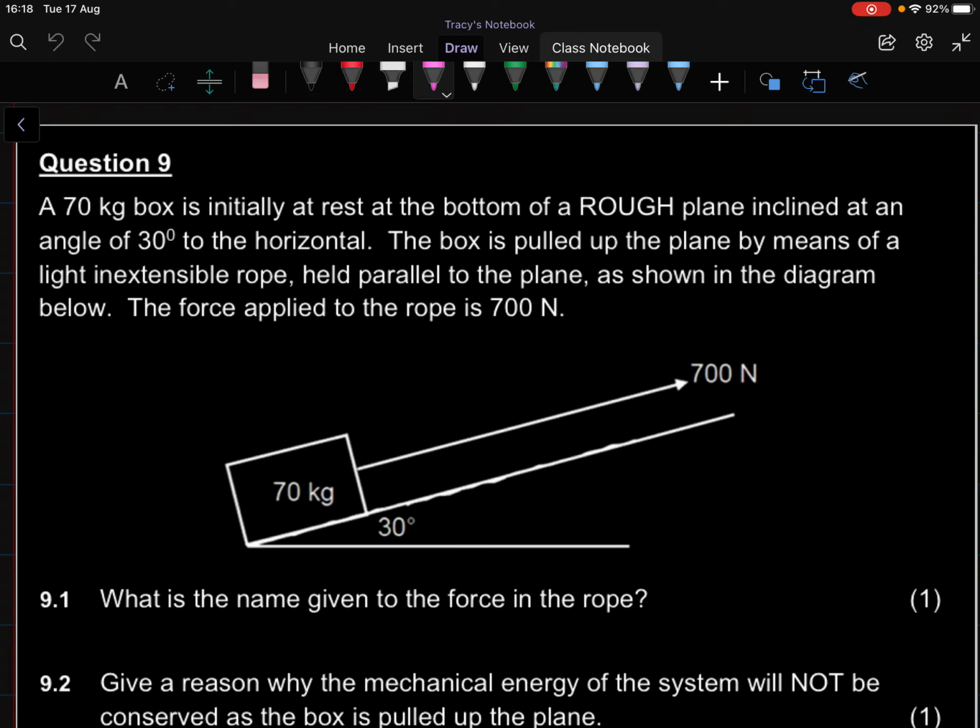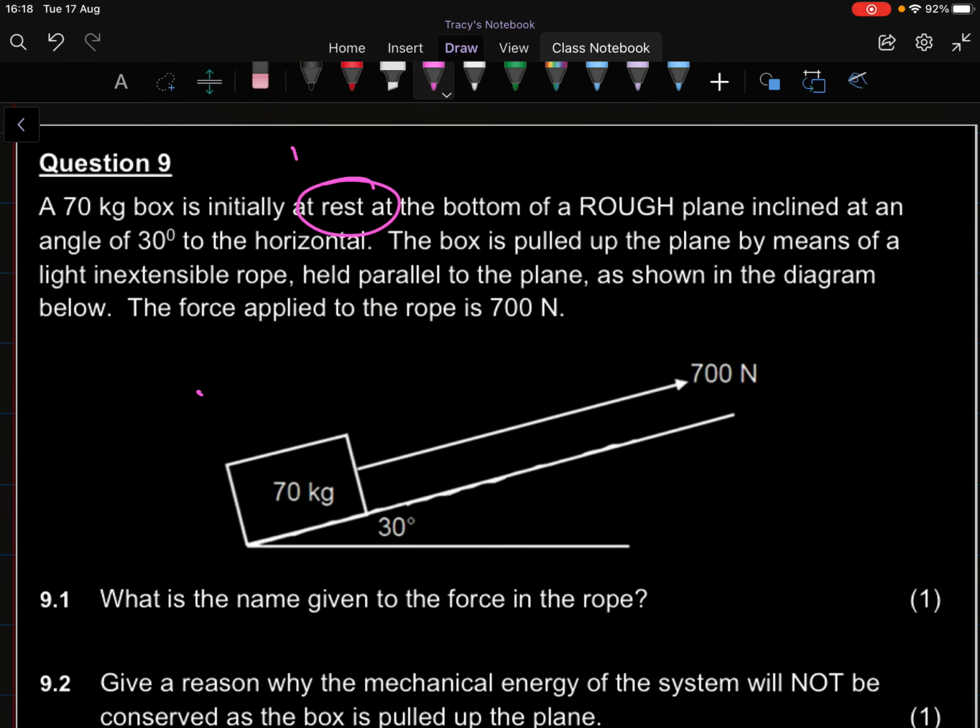In this video, we're going to look at another question, which was on a worksheet for work, energy, and power that I gave to my kids. And again, it's a past paper, and I can't remember where it's from. Anyway, so a 70 kilogram block is initially at rest.